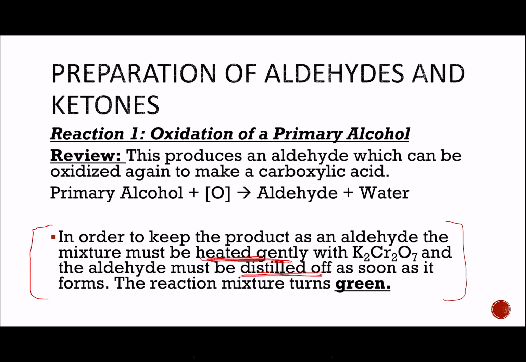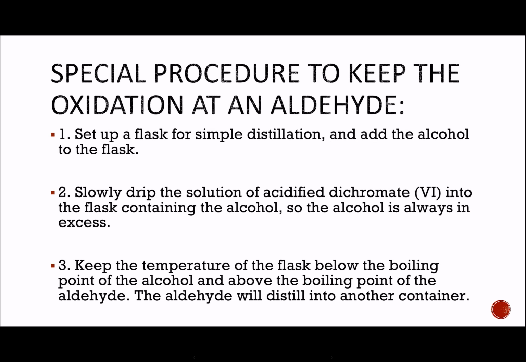The reaction mixture will turn green from the potassium dichromate, indicating the oxidation has taken place. And so the procedure to keep the oxidation at an aldehyde is the following. You're going to set up a distillation, and then you add alcohol to the flask. And then you drip the solution of dichromate into the flask so that you always have enough alcohol as a solvent. And so then you have to keep the temperature of the flask below the boiling point of the alcohol and above the boiling point of the aldehyde so that you're not boiling all the alcohol out. And so that aldehyde will distill into another container.